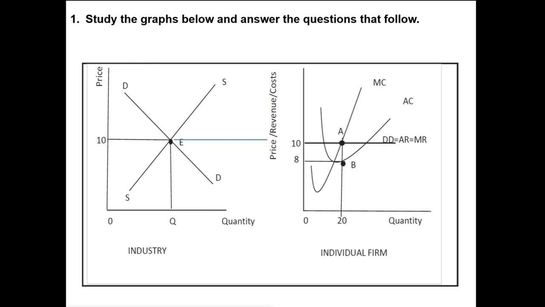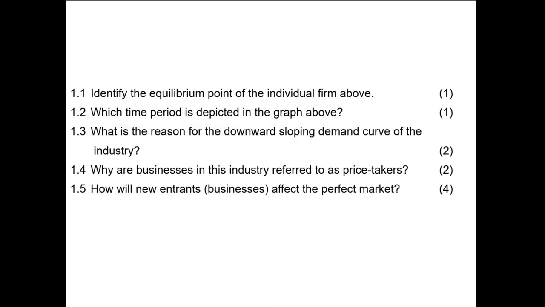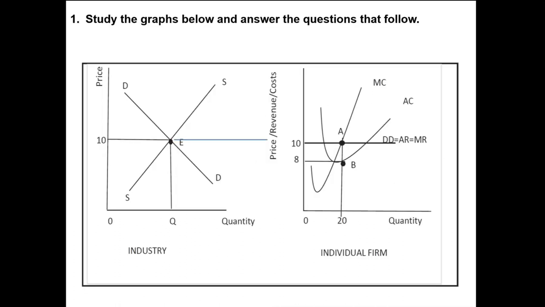So let's move on to the questions, guys. Question 1.1 wants to know, and I know this is work that we did in term two, so it might not be as fresh. No, you guys must know what's going on because you just studied for the trial exam. Question 1.1: identify the equilibrium point of the individual firm. What's the golden rule here? Where is equilibrium? Where what equals what?